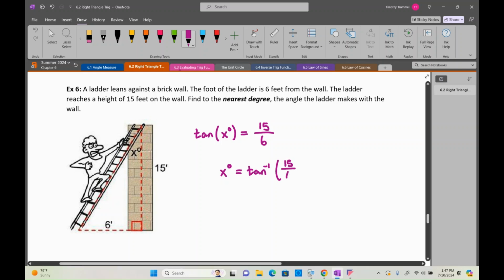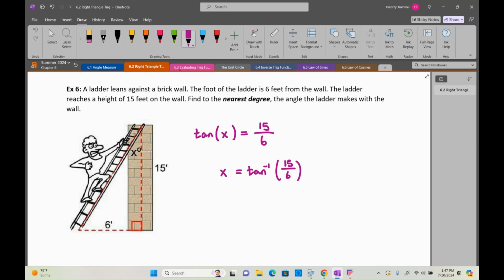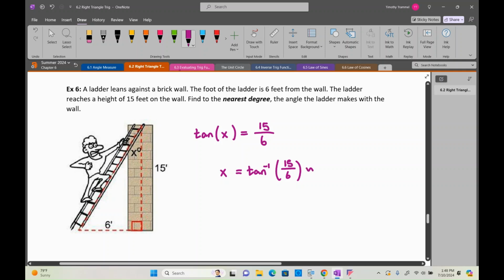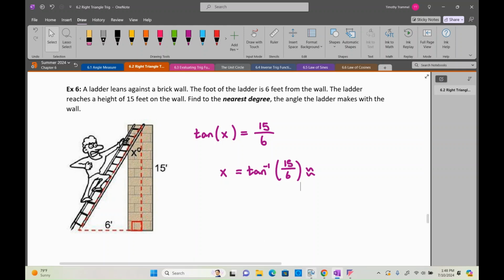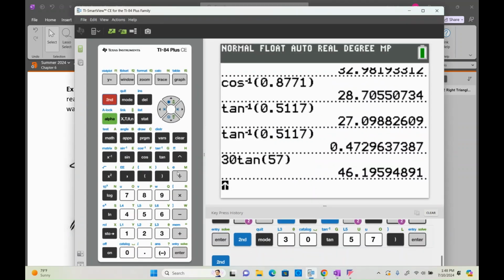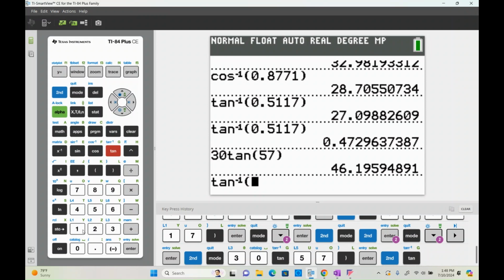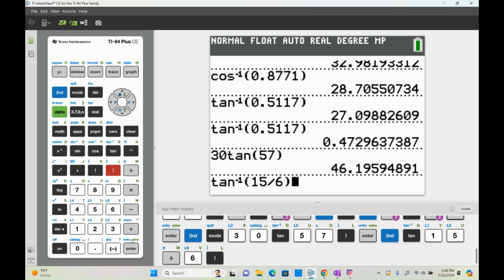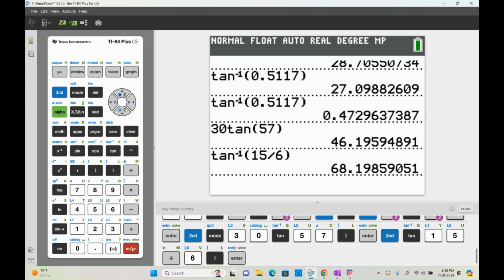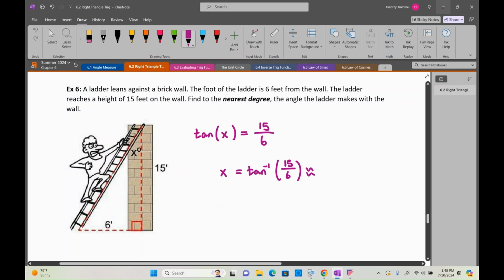of 15 over 6. I'm going to get rid of this degree symbol here at the moment. It's kind of bothering me. I'll write degrees in here for our final answer. So tangent inverse of 15 over 6 is approximately, and we're going to round to the nearest degree, tangent inverse. See, it's second and then the tangent button. And 15 over 6. So we're getting about 68 degrees. Right. And that would be all we'd have to do for this one.